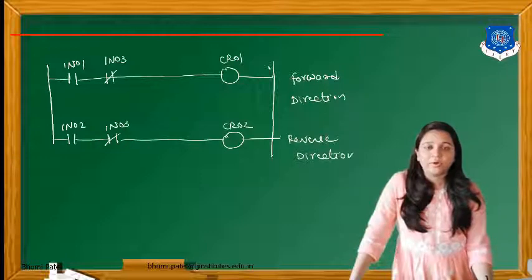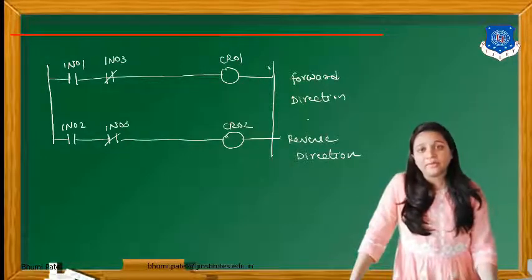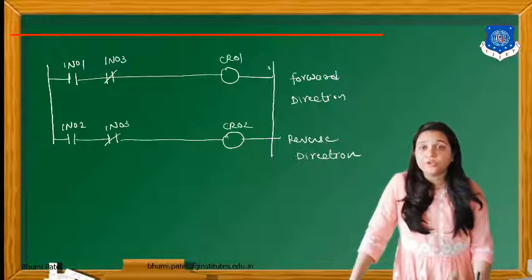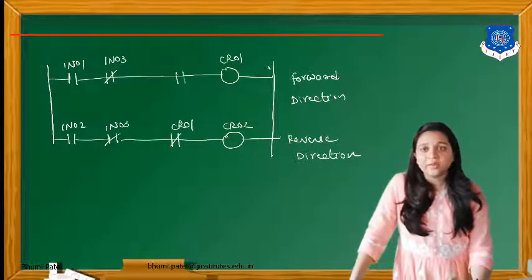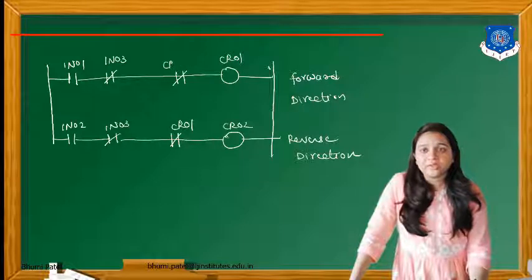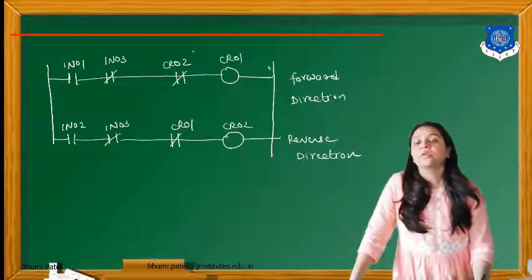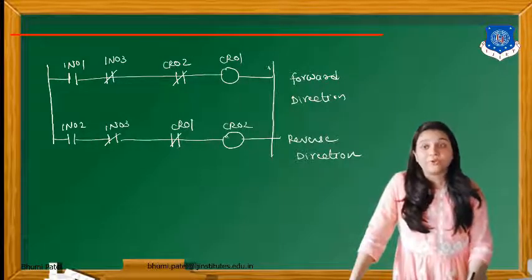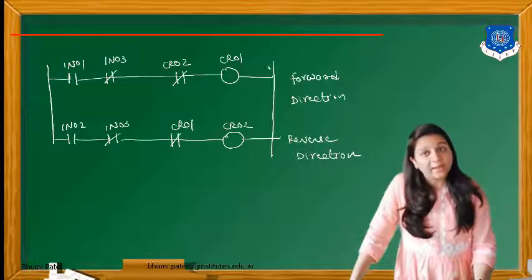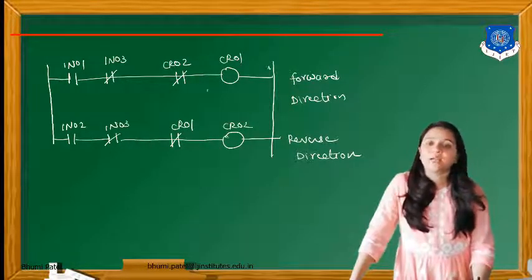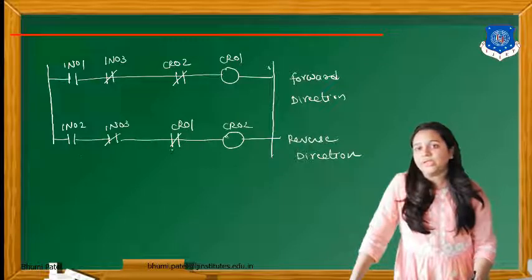So if the motor runs in the forward direction, the reverse direction must be off. So here for the forward direction we can put the output of the reverse direction as a normally closed contact. So you can see here whenever input switch 1 is on and the reverse direction is stopped, at that time the output of the forward direction will be on. Same logic will be here.